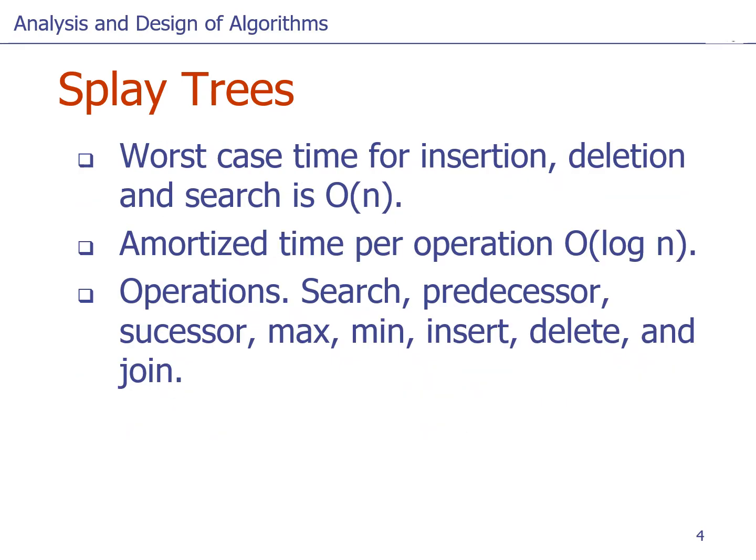The worst case time for insertion, deletion, and search is O of n. But the amortized performance of the splay tree is O of log n. So as you store data and run the operations in the splay tree, and you keep running it, your average performance is going to be log n instead of n. There are many operations that are supported on splay trees, including search, finding a predecessor of an element, finding the successor of an element, the maximum, minimum, insert, delete, and join. All of these will end up being amortized log n because of the splay operation that I've introduced in the previous slide.